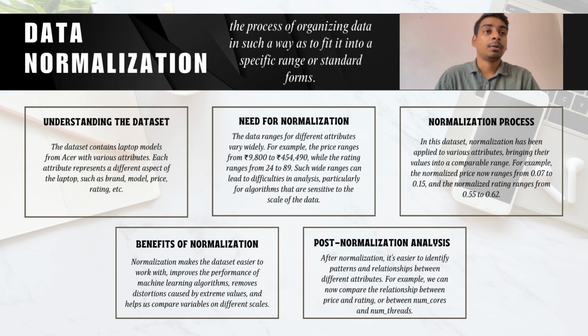Next, the normalization process itself. In this dataset, normalization has been applied to various attributes, bringing their values into a compatible range. For example, the normalized price now ranges from 0.07 to 0.15, and the normalized rating ranges from 0.55 to 0.62. Next, the benefits of normalization. Normalization makes the dataset easier to work with, improves the performance of machine learning algorithms, removes distortion caused by extreme values, and helps in comparing variables on different scales.